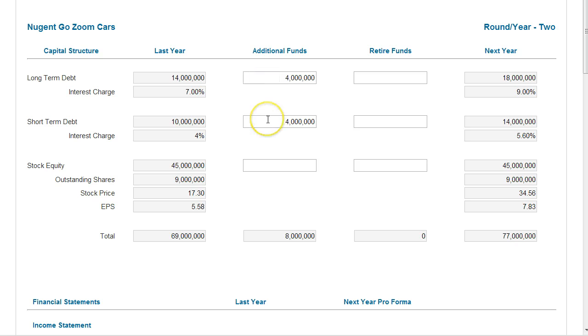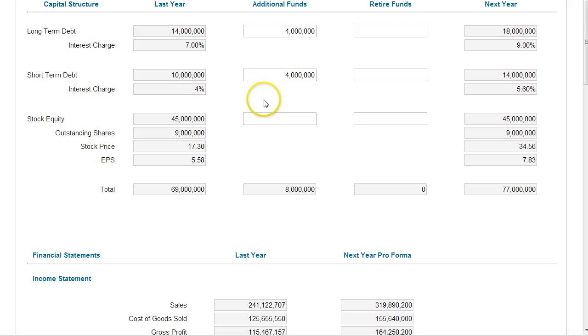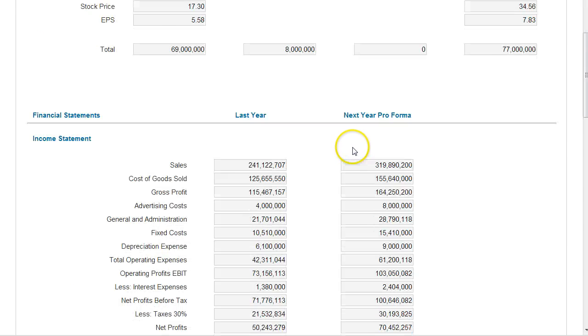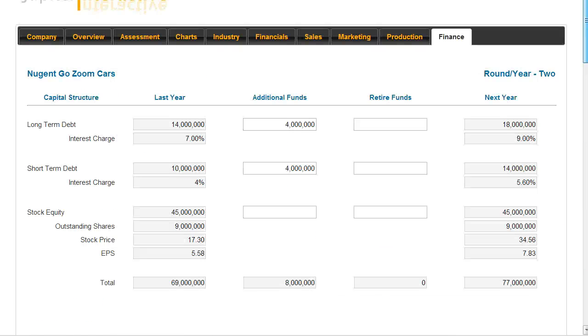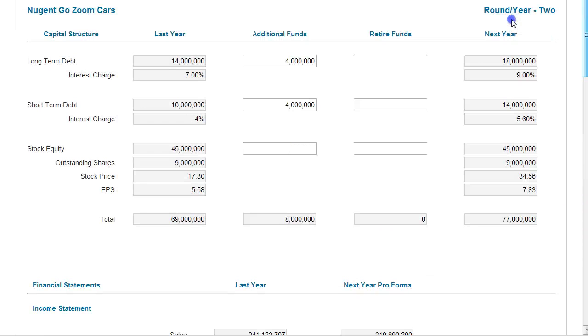I'm going to borrow these additional funds. I'm not going to issue any new stock. And last time, I actually retired $5 million worth of stock to help push up my earnings per share. This time, I don't have enough of a surplus. I have a surplus of $10 million, which I'm going to keep, just in case I don't sell everything I forecasted, so I don't have an unexpected deficit like last time.